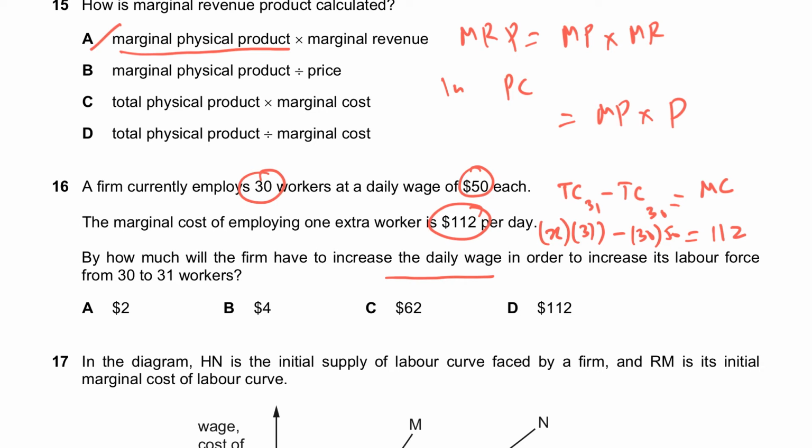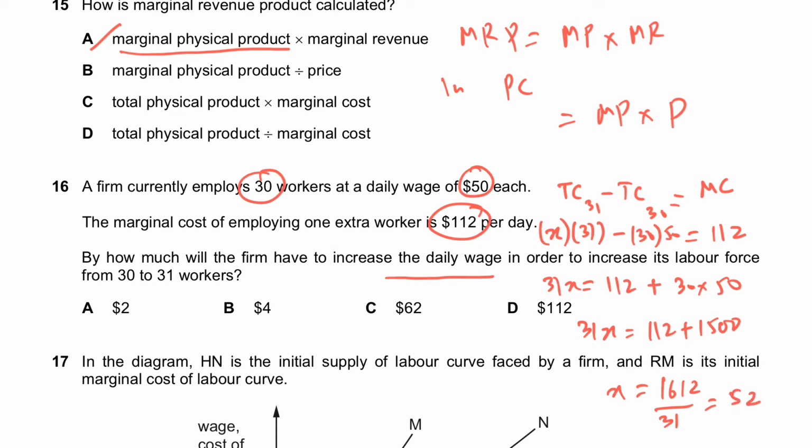So the answer will be 31x equals 112 plus 30 times 50, or 31x is equal to 112 plus 1500, which is going to be 1612, which when you divide by 31 will come out to be 52.